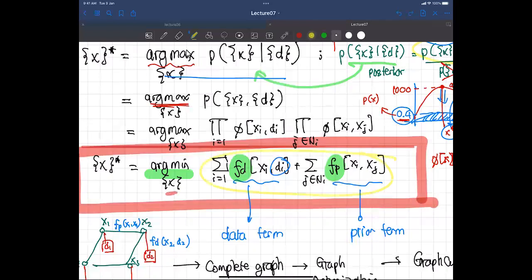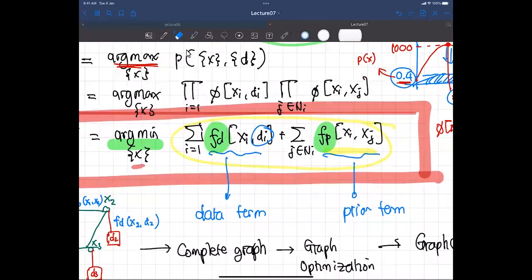There are two terms here, right? And we want to minimize these two terms together. Let's focus on the second term first, that's the easiest one. Assume the label of x, xi here, is either 0 or 1. Minimize means that we expect Fp to be 0.